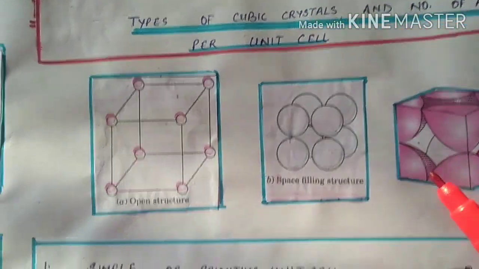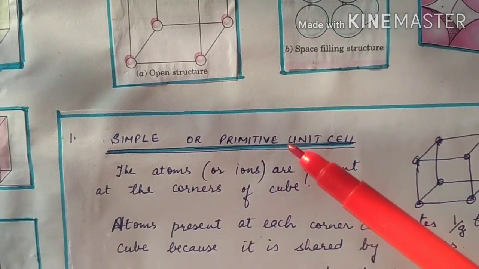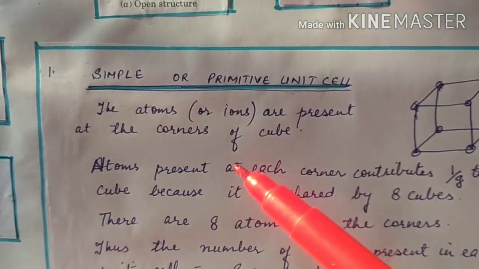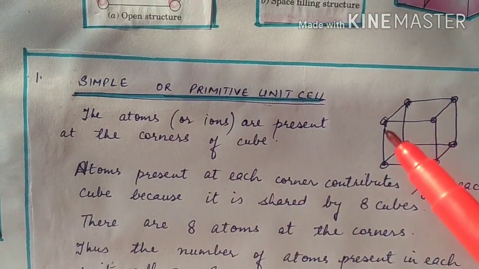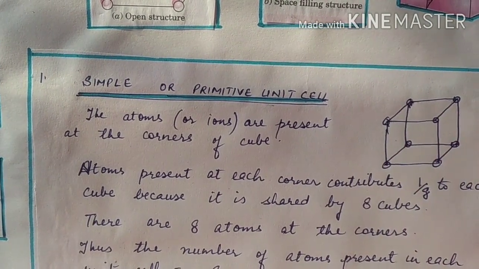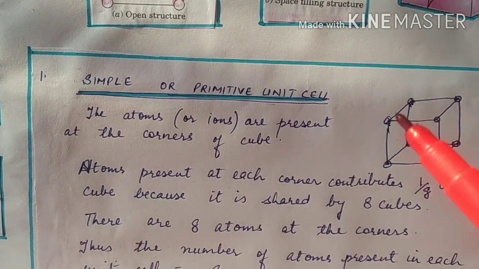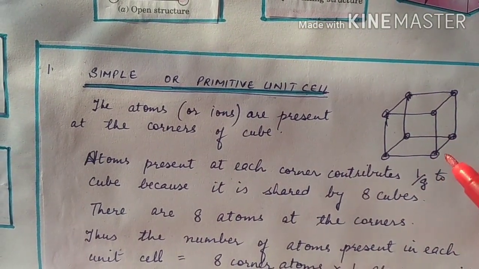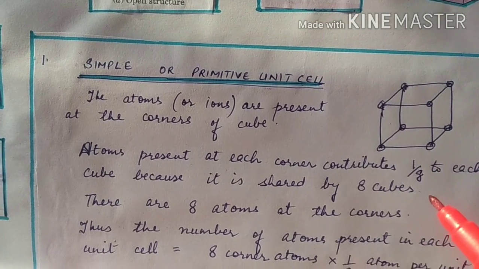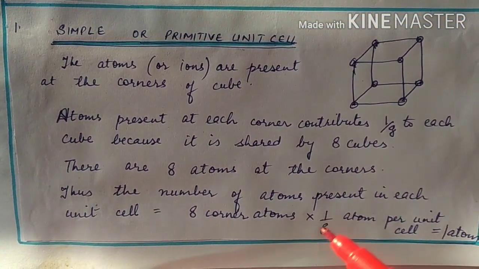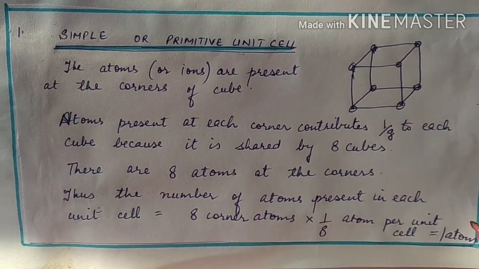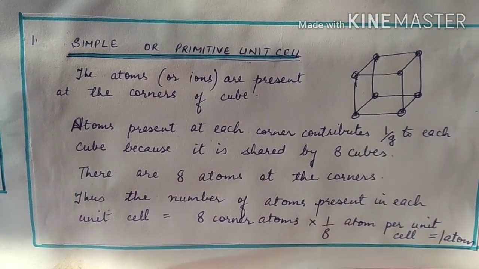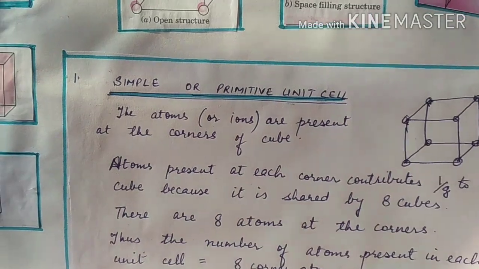So the number of atoms in a simple or primitive unit cell will be, we find out first how many atoms are present at the corners. So there are 8 atoms at the corners in the unit cell. The contribution of each atom is 1/8. So 8 into 1/8 becomes 1. So the number of atoms in a primitive unit cell is only 1 atom per unit cell.